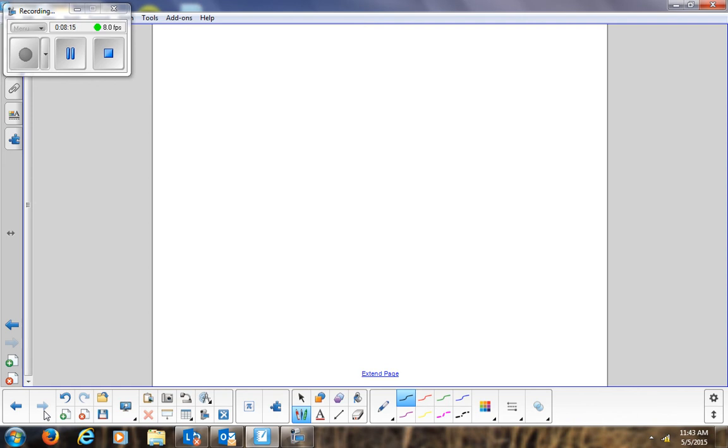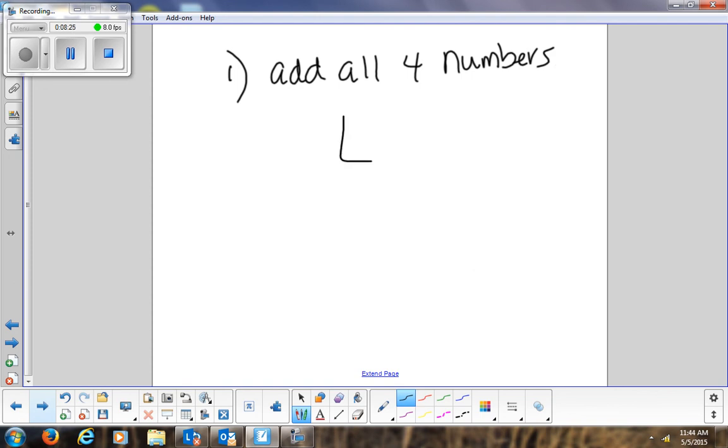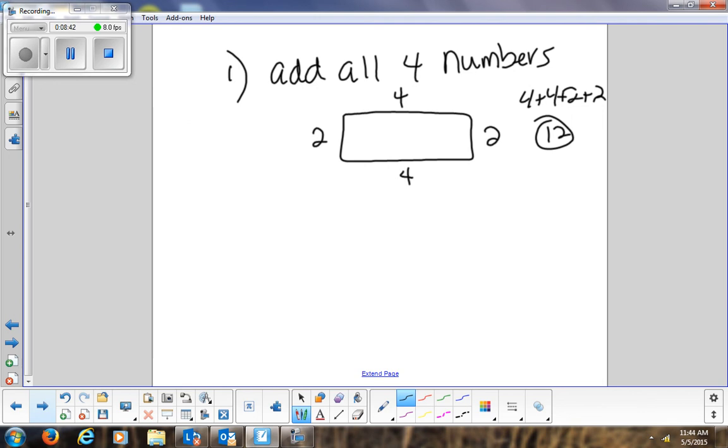Okay, so there's 3 ways of doing perimeter. It is add all 4 numbers. Okay, so in a rectangle, it has 2 pairs of even sides, right? So if there's a 2 here, it's automatically a 2 over here. If there's a 4 here, it's automatically a 4 here. So I can go 4 plus 4 plus 2 plus 2 and get the same answer. That would be 8, 9, 10, 11, 12. Right? Okay, my second way.